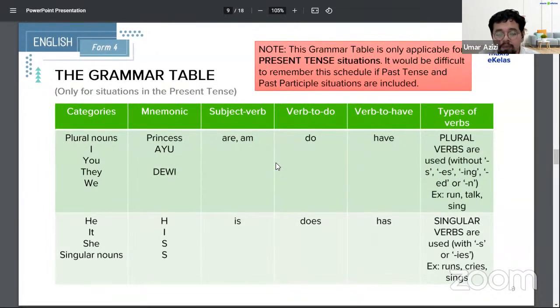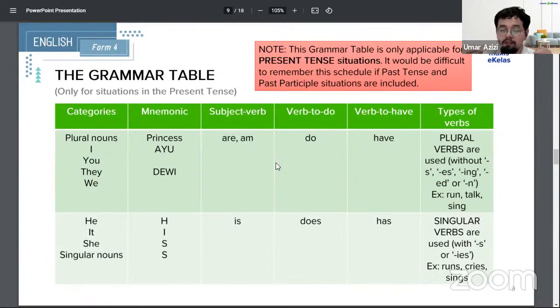Again, this grammar table is only applicable for present tense situations. It would be difficult to remember the schedule if past tense and past participle situations are included. We tried to make it as simple as possible because we find that this proves to be a challenge for a lot of Form 4 and even Form 5 students. Like they'll go to Form 5 not really understanding what this is.